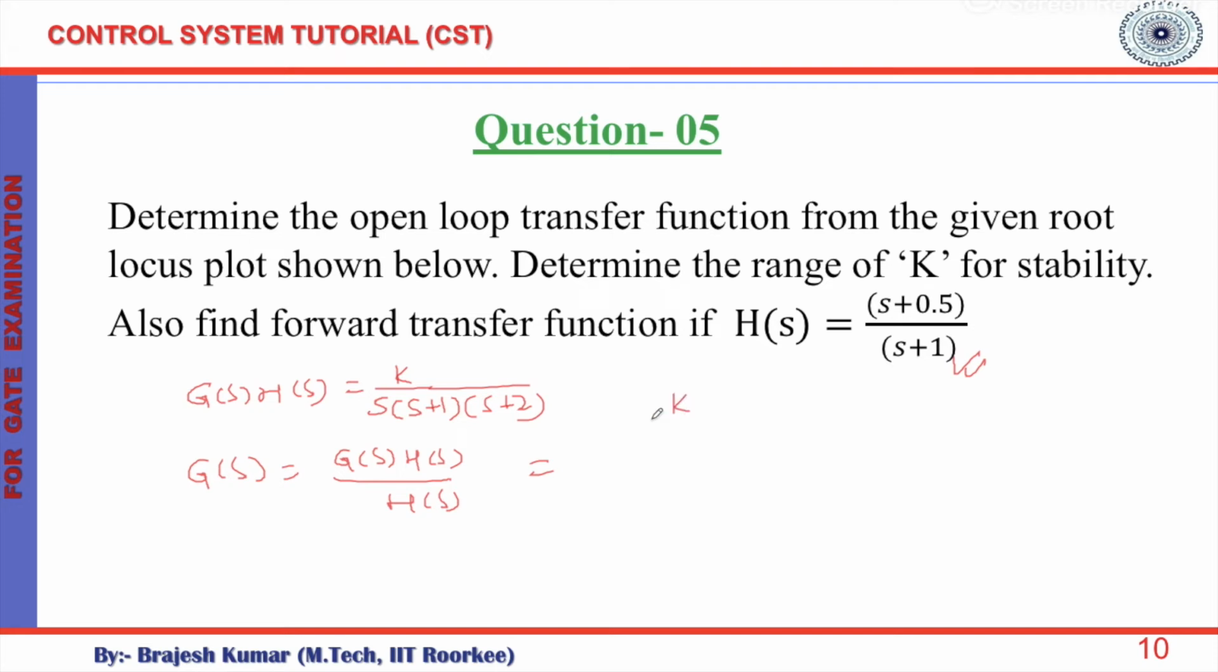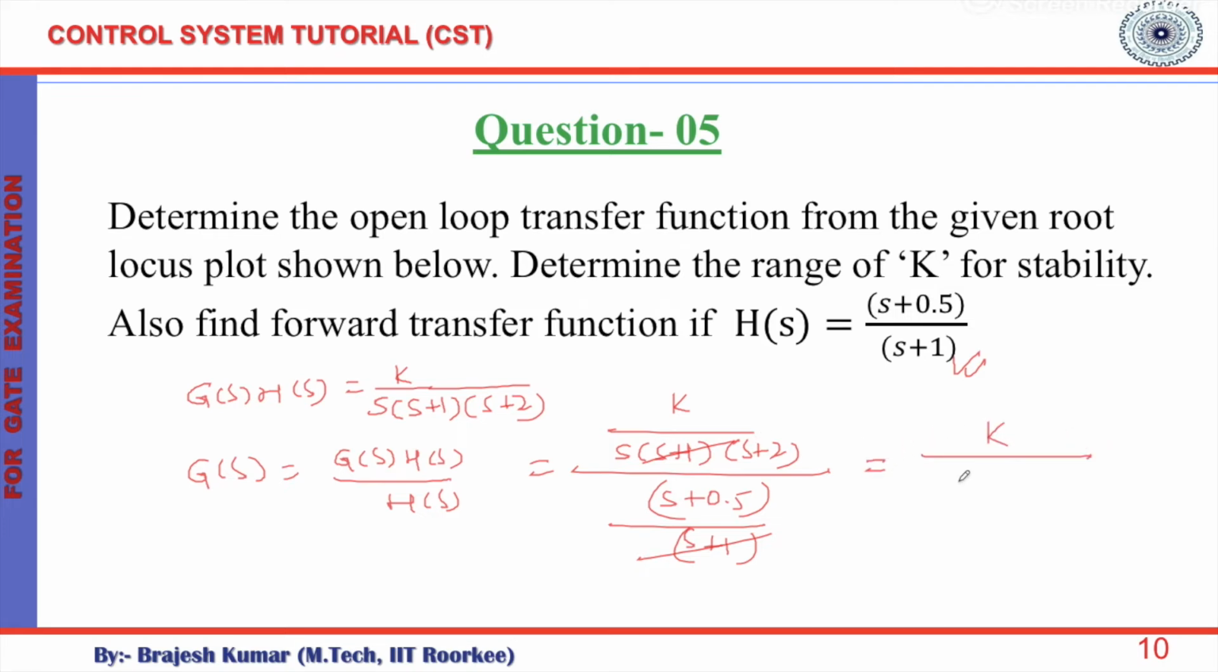So you will have K divided by s into s plus 1 into s plus 2, and this whole term will be divided by s plus 0.5 divided by s plus 1. So s plus 1 will cancel with this s plus 1, which will lead to K divided by s into s plus 0.5 multiplied by s plus 2. Clear? So this is the answer to your second question, right?